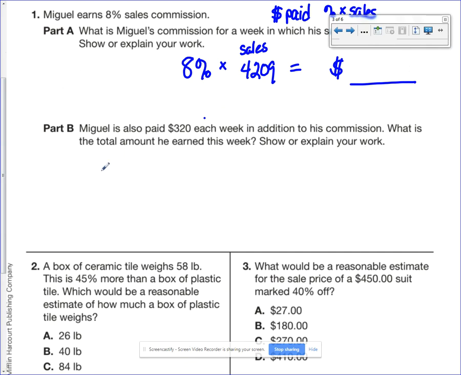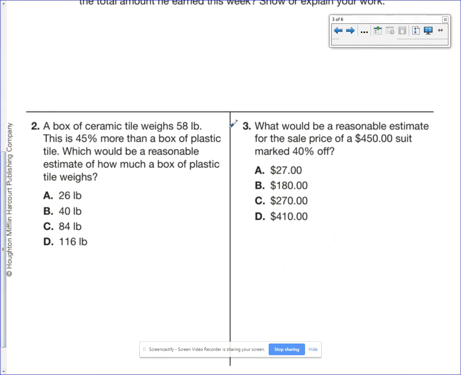In part B, it says Miguel also is paid $320 a week in addition to his commission. This is what they call a base pay. He earns $320 no matter what, plus he gets the amount of commission. So go ahead and show or figure out what he earned for that particular week, including his base pay. As you go through this, I'm going to jump around and talk through a few things. Pause the video as you need to, and we'll go from here.